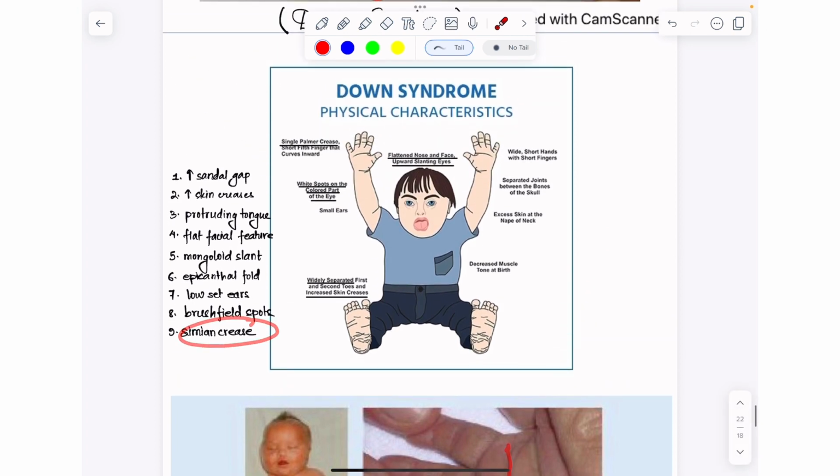The rest of the features: sandal gap is increased, flat facial feature, mongoloid slant, low set ears, protruding tongue, simian crease, low IQ level, Brushfield spot on the colored part of the iris of the eye, and that's it.